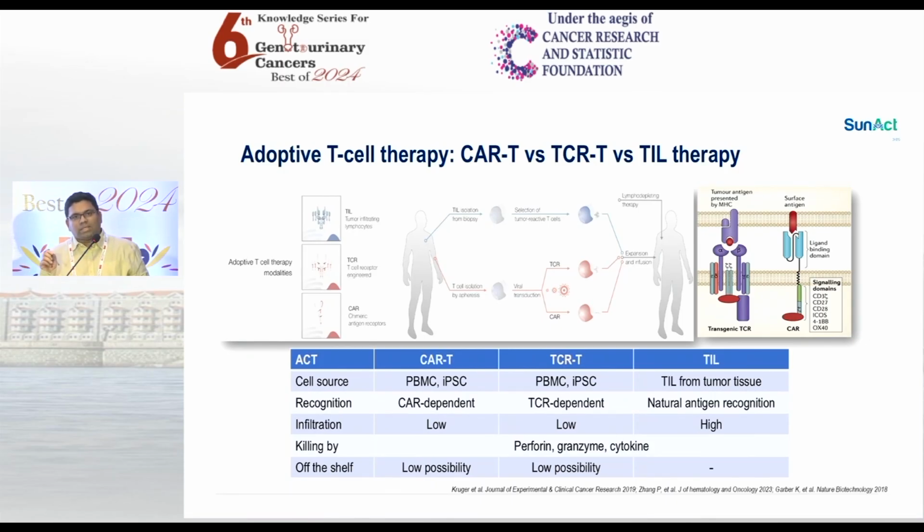Now, where does it differ? It differs with respect to the infiltration. If you look at the third column, CAR-T and TCR have low trophism. As opposed to that, TIL, in which you are taking a lymphocyte coming from the tumor itself, which has already infiltrated the tumor, has a very high amount of trophism associated with it. So the penetrability of TIL in a solid tumor is much better than that of a CAR-T or a TCR.